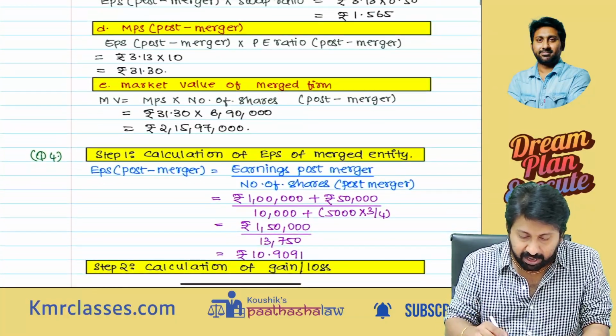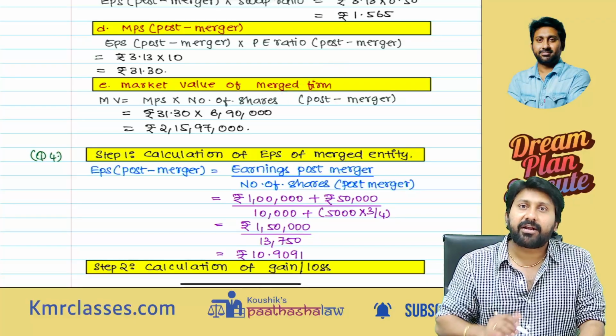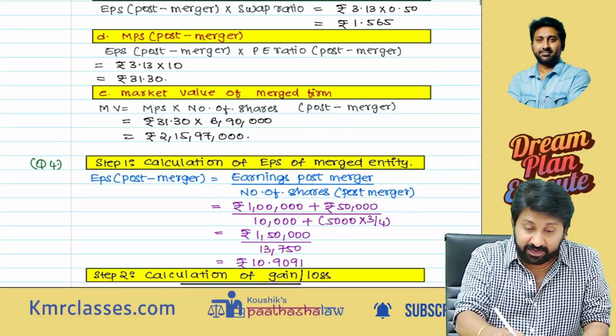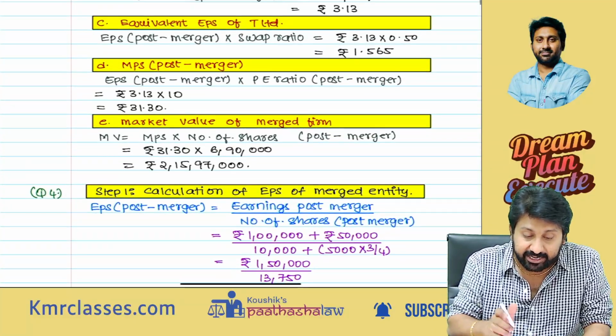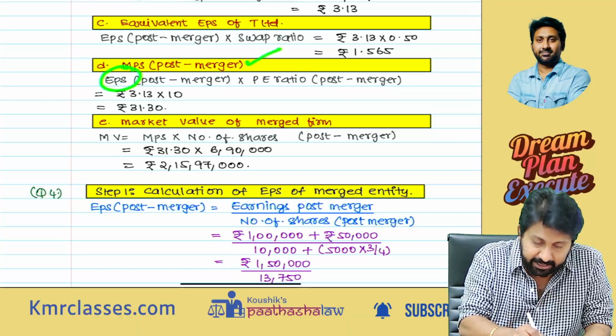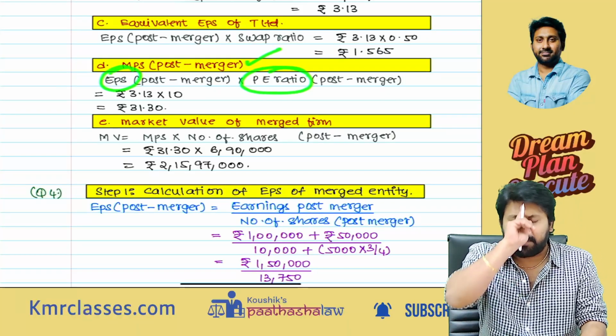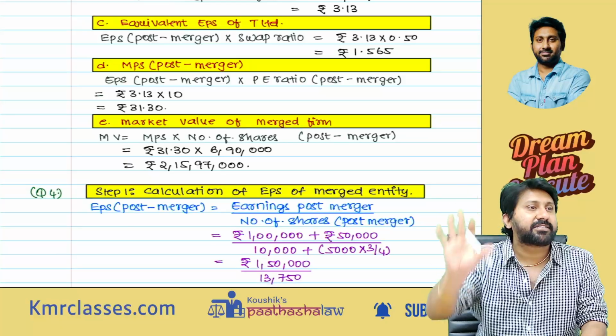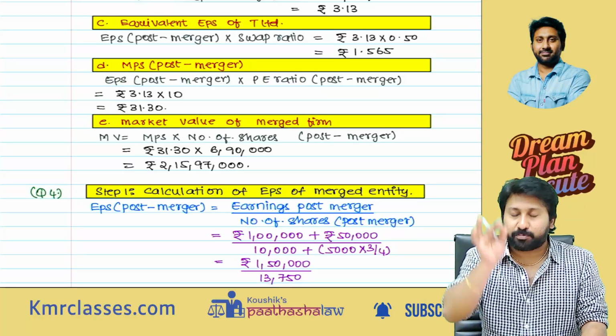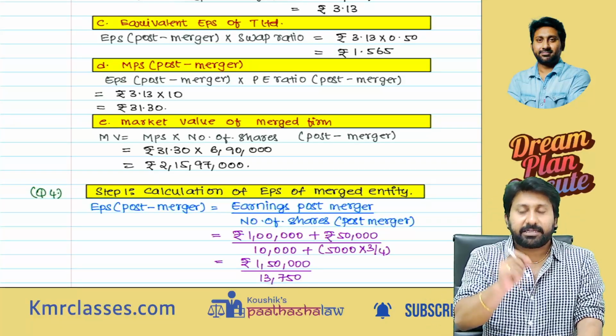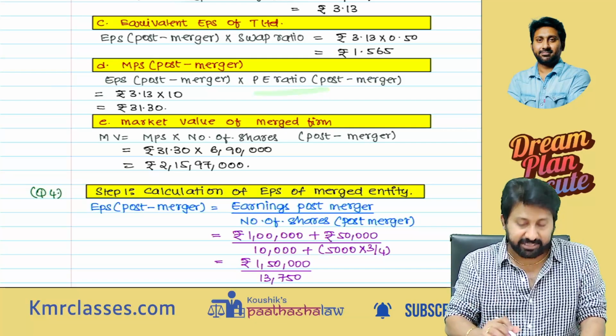Next, market value of merged firm. How to calculate MPS post merger? Very important formula here. MPS post merger equals EPS post merger into PE ratio post merger. Remember this. Every question in the mergers chapter we will do with this formula. MPS post merger equals EPS post merger into PE ratio post merger.